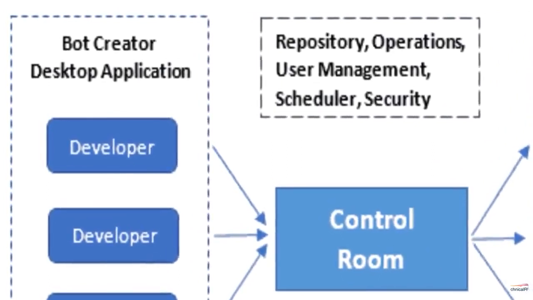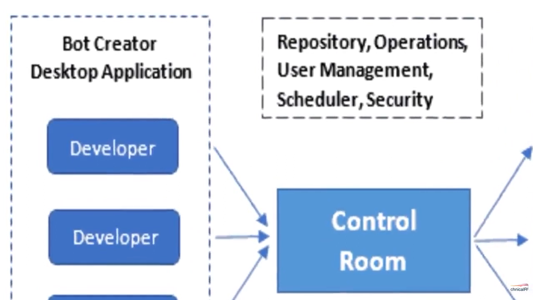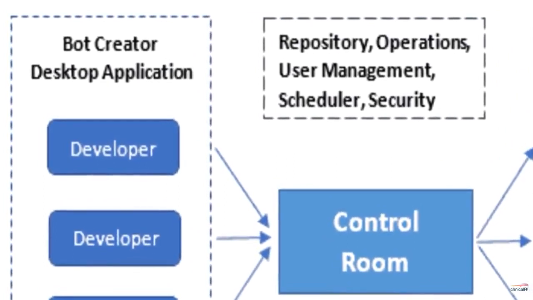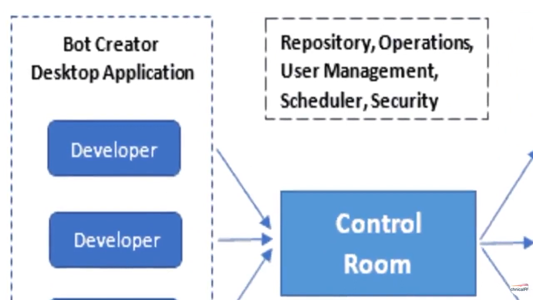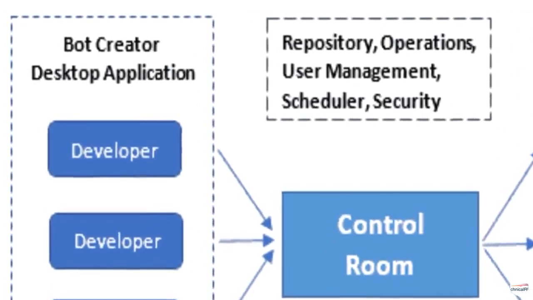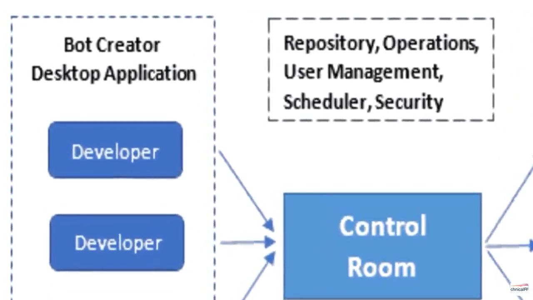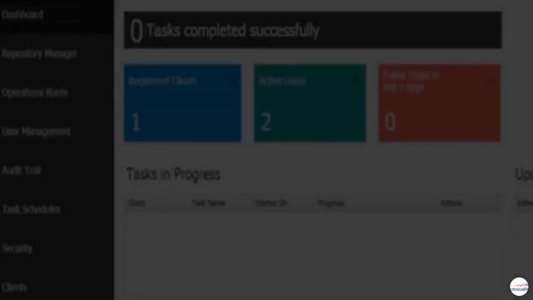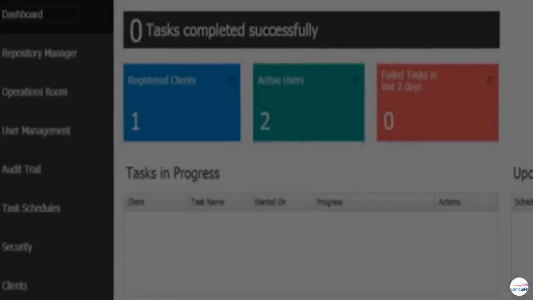Okay. Now see here, you can see the bot runner. It's showing empty, right? It's showing empty, which means you don't have a bot runner license, so you can't schedule and you can't run.